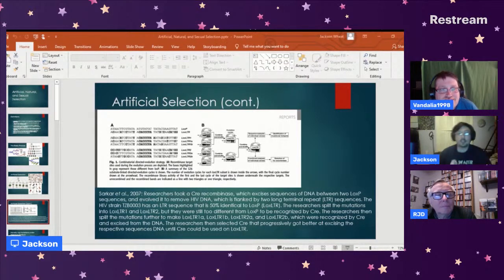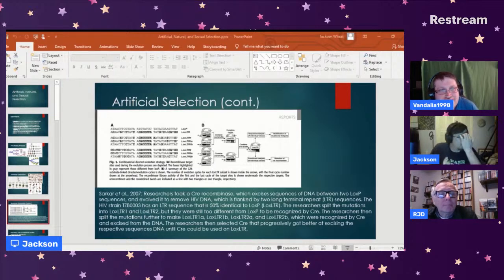So with this example, this is a very interesting example in my opinion, because this is one of those examples that refutes the whole idea that, oh, you can't change the function of a protein. They're too complex. Well, guess what we did? It happened. So a little bit of background.